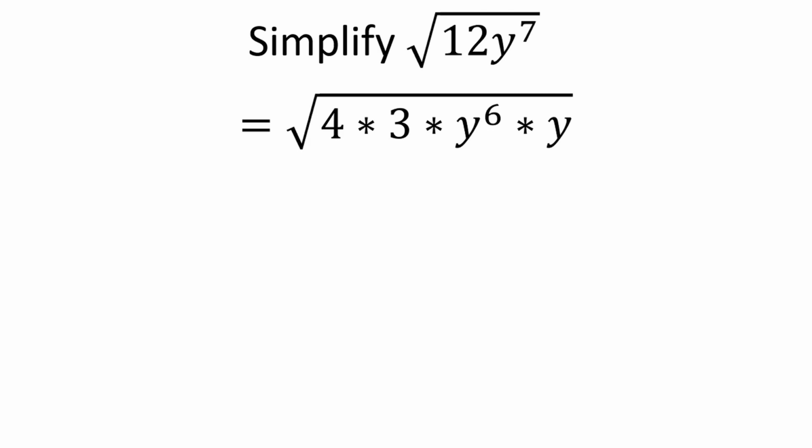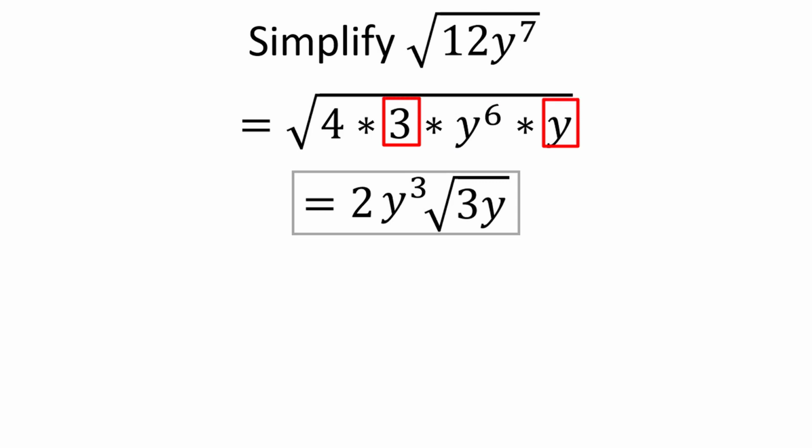Now we have both 4 and y to the 6th, which are perfect squares and can be pulled out. We have 2, which is the square root of 4, and y to the third, which is just the square root of y to the sixth. Inside the square root, we still have 3y, so that our final answer is 2y to the third, square root of 3y.